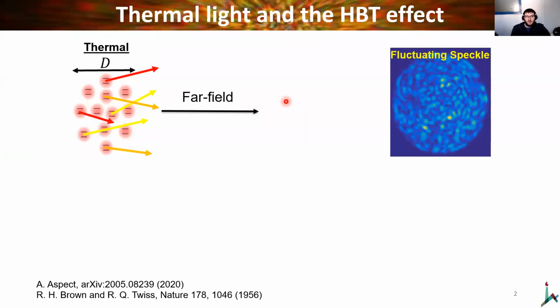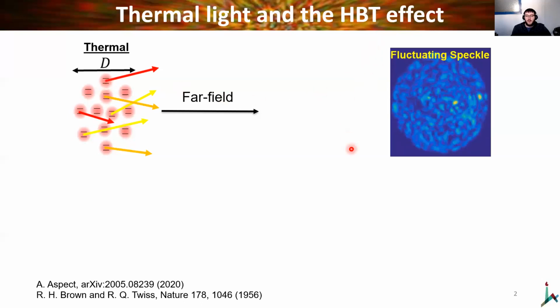I'm going to start with a very brief reminder on thermal light and the Hanbury Brown and Twiss, or HBT, effect. So consider a thermal light source of size capital D, consisting of an ensemble of emitters. Each of them emits light with a random and fluctuating phase.